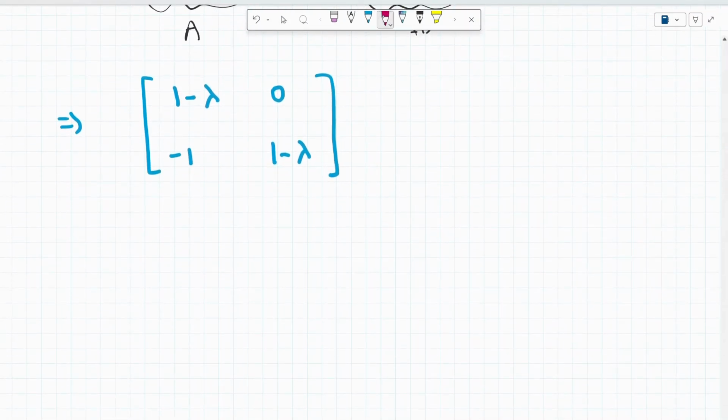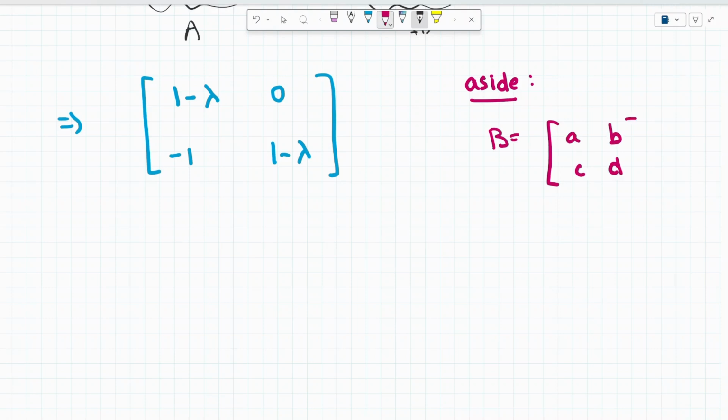So let's just review quickly, as an aside, how to find the determinant of 2 by 2 matrices. Say we have some matrix B, for example, and it has elements a, b, c, d. In order to find the determinant of B, we take elements a, d minus elements b, c, and this will yield a scalar value. So now we want to find the determinant of this matrix.